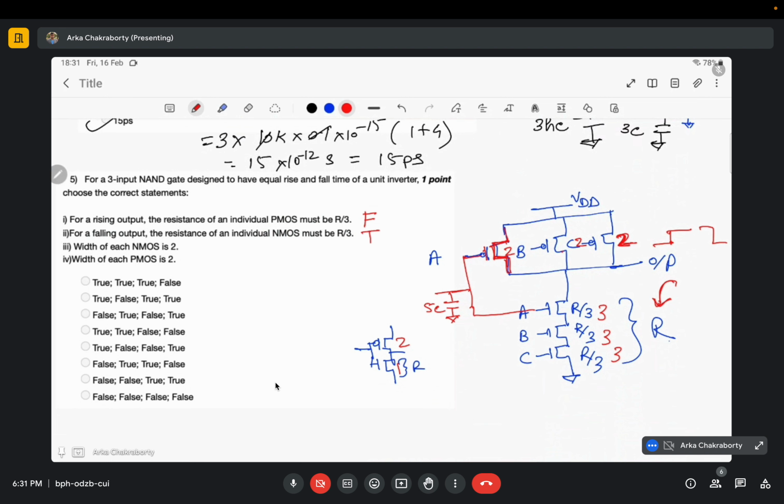Now the third statement is, width of each NMOS is 2. No, as we have seen, to achieve this resistance of R by 3, we need a W of 3, thrice the initial value, thrice that of a unit NMOS of a unit inverter. So it's not 2, it's 3, therefore this is also false. And the final one is, width of each PMOS is 2. It's correct, right? So it's true. So the correct sequence is false, true, false, true.